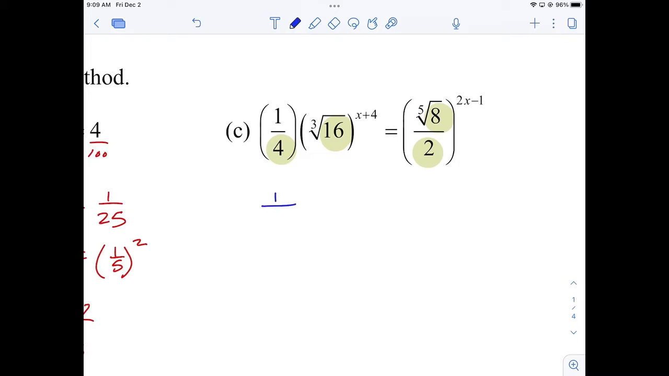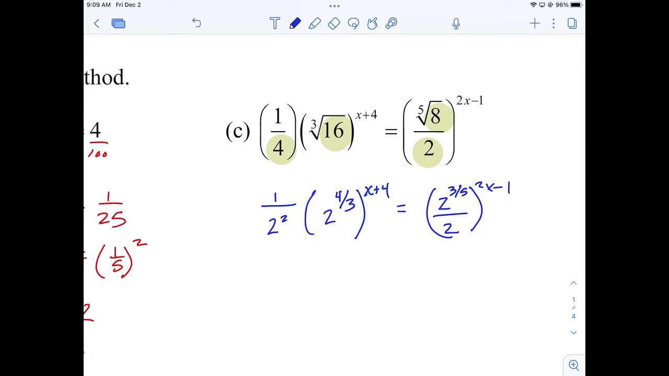So this is 1 over 2 squared times, that's 2 to the 4th divided by 3 to the x plus 4th power. And on the other side, I get 8, which is 2 cubed, but it's to the 1/5, so it's 3/5, all over 2 to the 1st to the 2x minus 1. That's step 1.